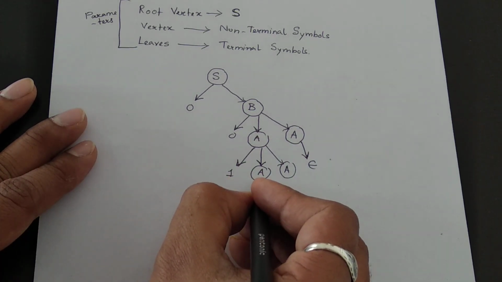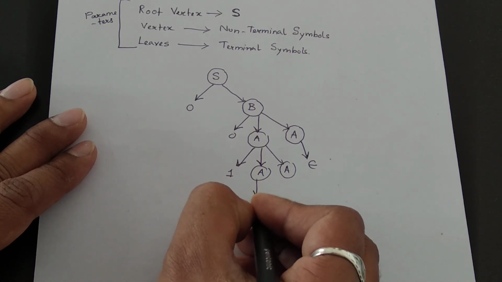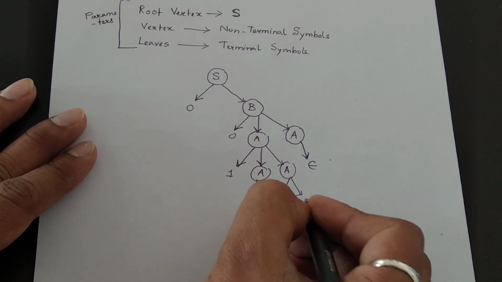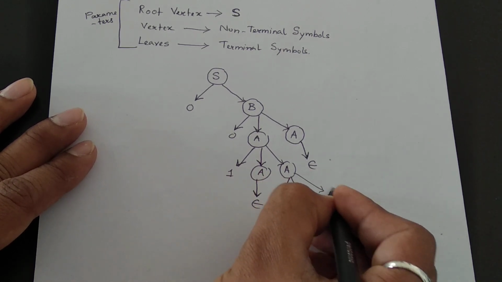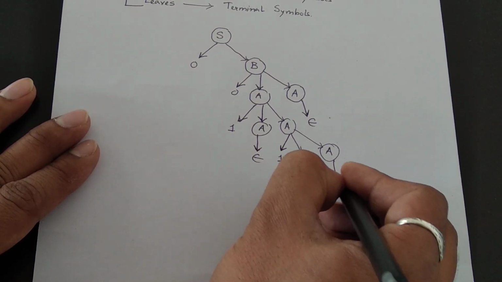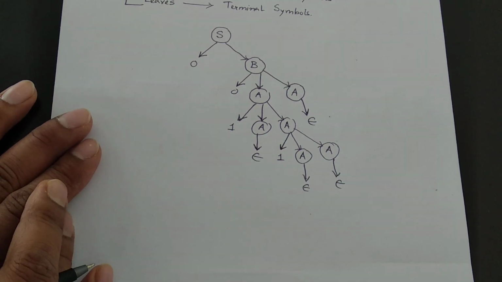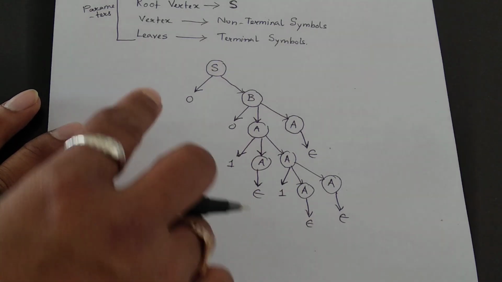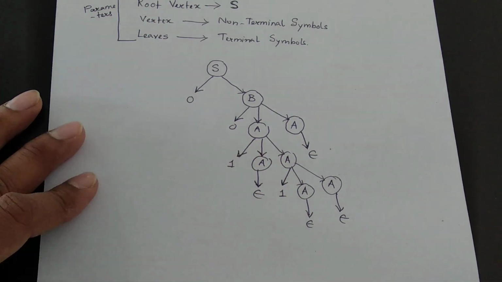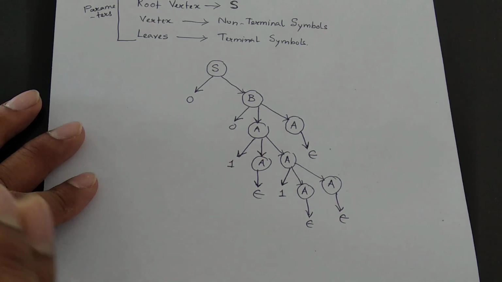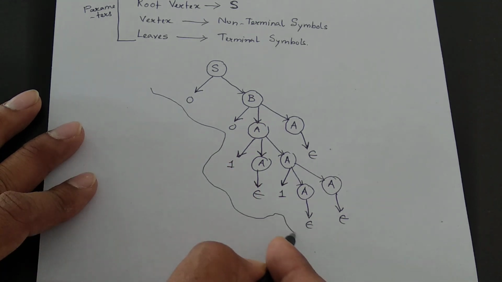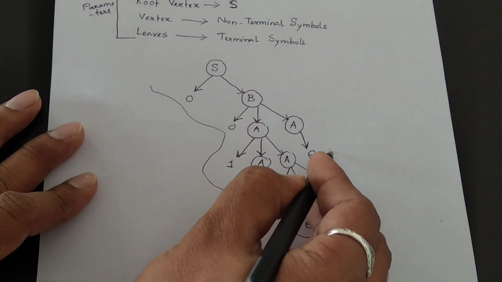Clear? Again, for the first A I will use epsilon, and for the second A I will use 1AA. Clear? And then finally I will replace these remaining A's by epsilon. Now you can check it out, all the vertices and the root vertex have been eliminated. Now you can see how to read the string: from the left-hand side to the right-hand side. So this is the way to find it.